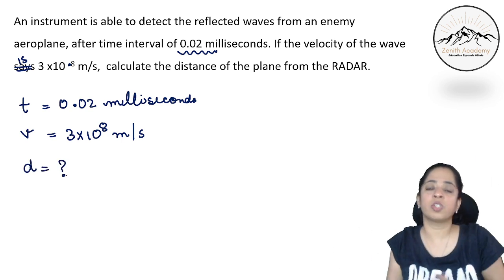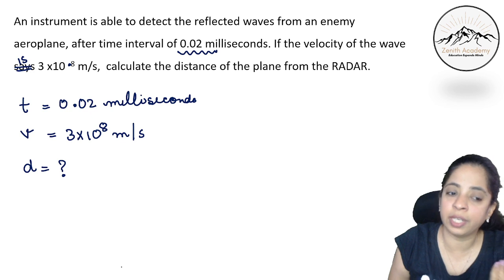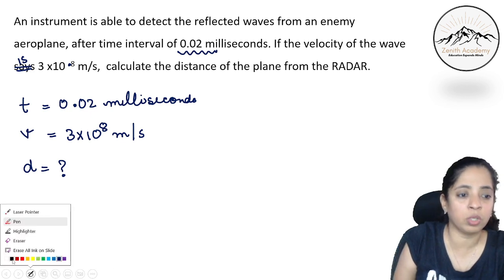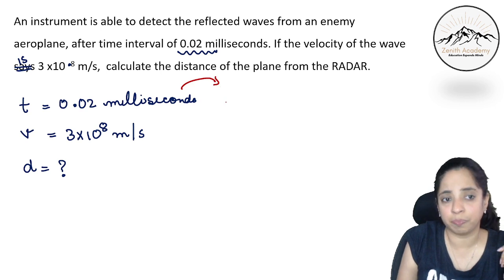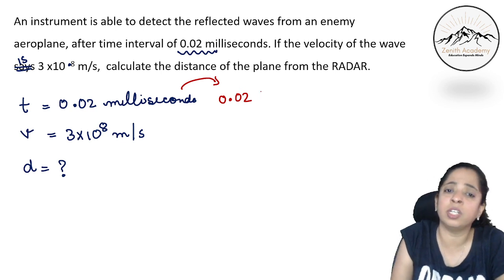So radar also uses the echo principle. We don't need to draw a rough diagram. We know the formula very well. So first of all, convert millisecond into second. Okay, so 0.02 milliseconds into seconds. We have to convert it into seconds.